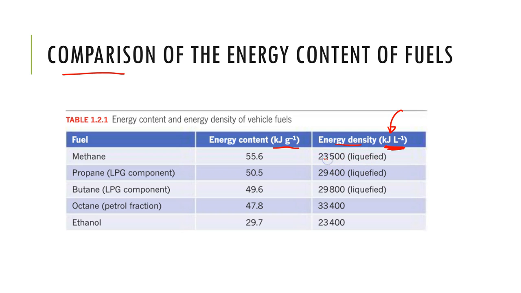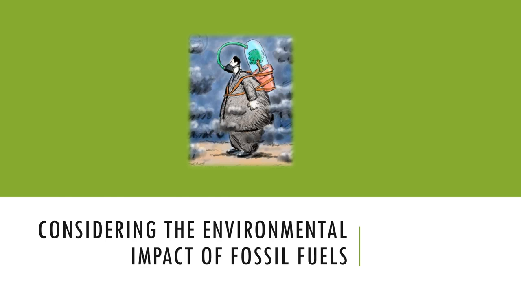So we can see methane has a low energy density, and ethanol has our lowest energy density down here, whereas our fossil fuels certainly have much higher energy densities, octane having our highest at 33,400, and this is the main component of things like aircraft fuels and things like that.